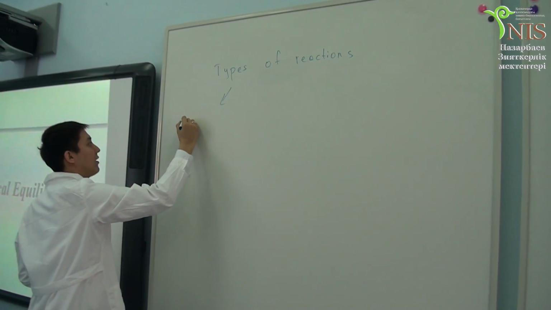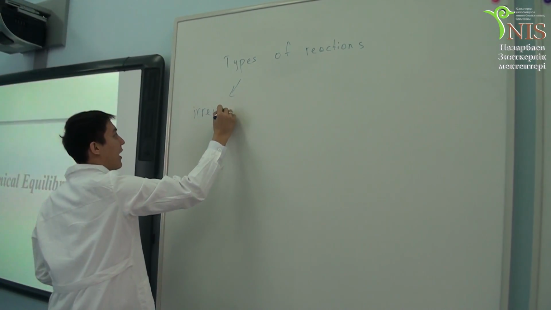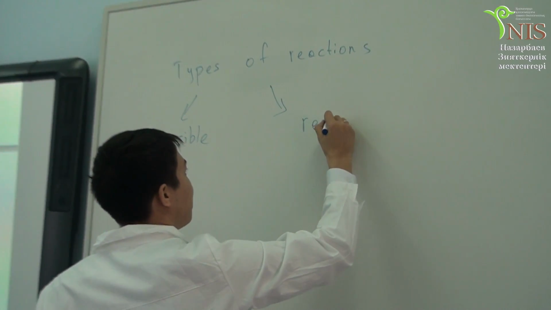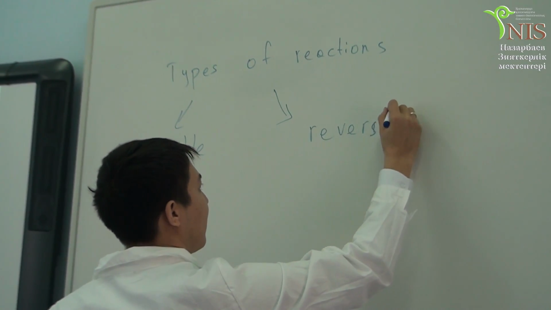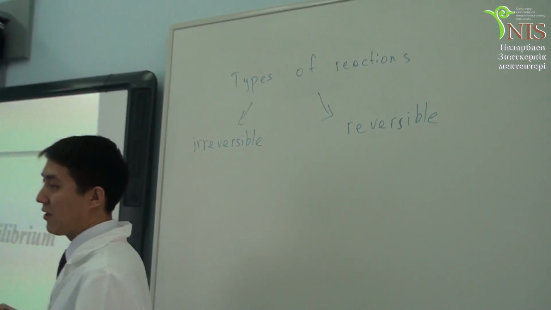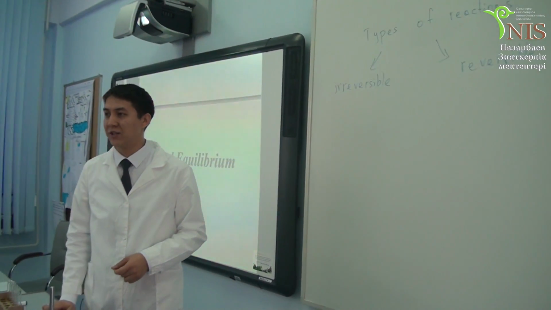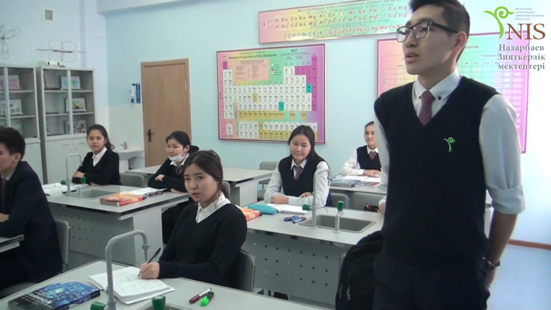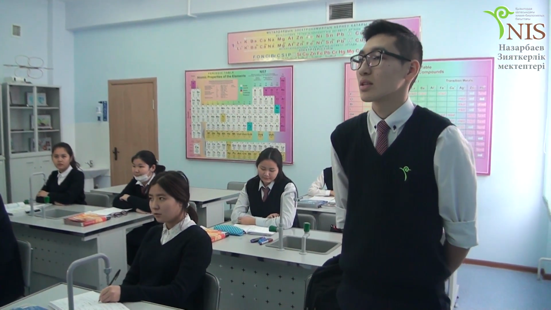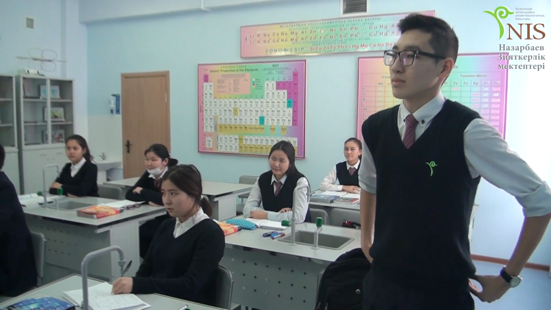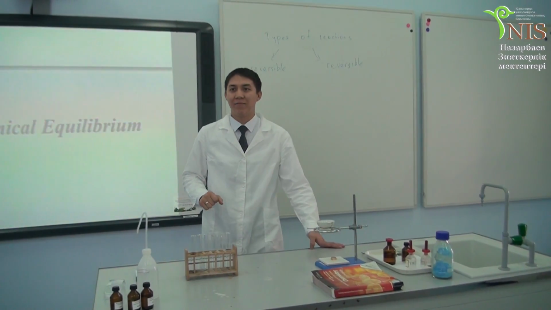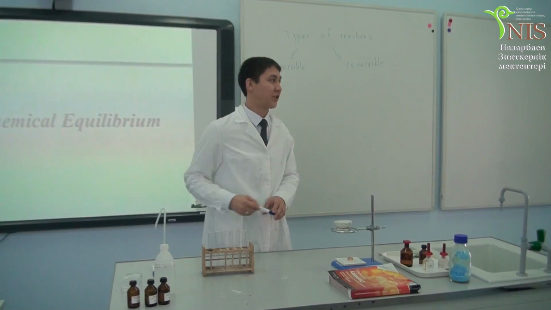The first one is irreversible reaction. Another type is reversible reaction. So let's have a look at these reactions. What is reversible reaction? This is a reaction that goes to completion. Very nice. Any other ideas? It's when the reaction proceeds only in one direction. Very good. Okay. Let's write down the reaction.